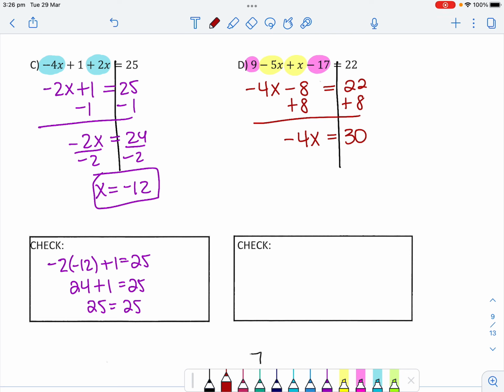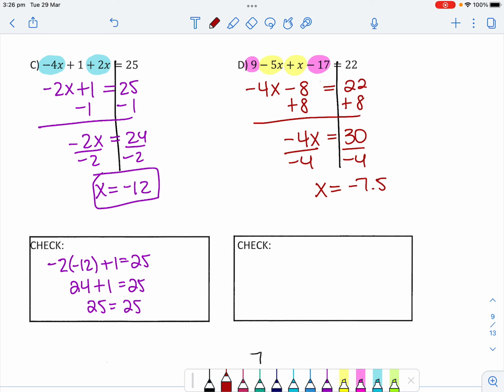I think that's right. Sorry. And I'm going to divide by negative 4. So x equals negative 7.5.